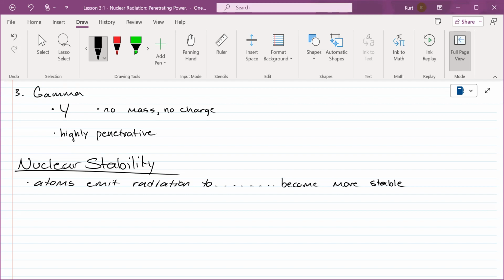Their nucleus is too big. Do you recall what I said earlier? If they're unstable, what do they tend to have too much of? Protons or neutrons? They tend to have too many neutrons, and it makes the nucleus unstable.